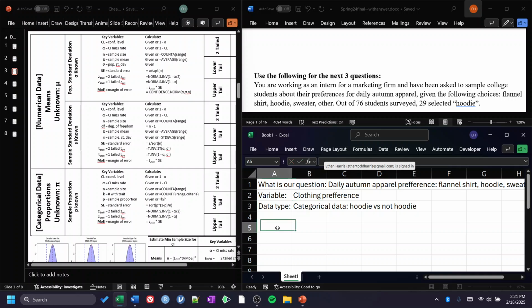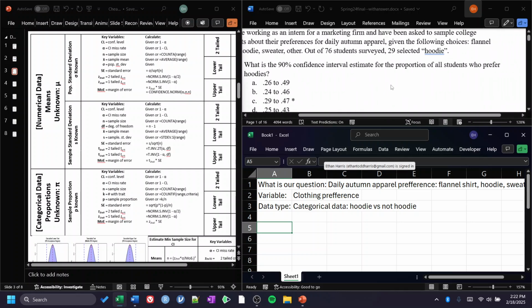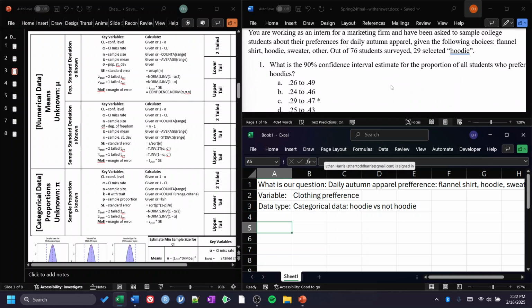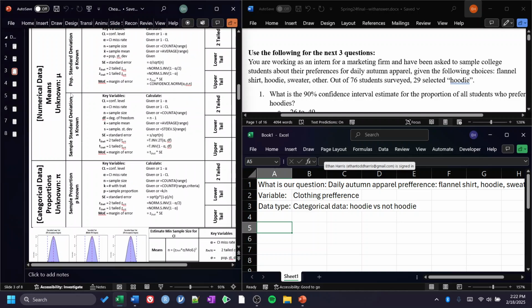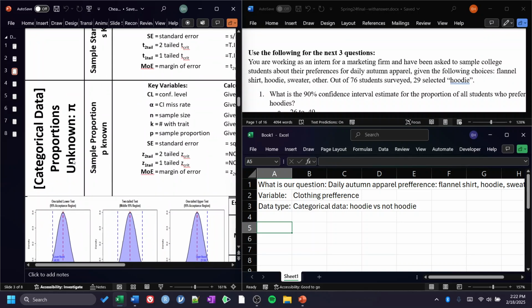Okay, let's get a little bit of information right now. Our first question says, what is the 90% confidence interval for the proportion of all students who prefer hoodies? So we want to make a confidence interval. Over here on our confidence interval page, page 3, the first question we ask ourselves is, are we dealing with categorical data or numerical data? We know our variable and our data type is categorical, and so we know that we are going to be dealing with proportions.